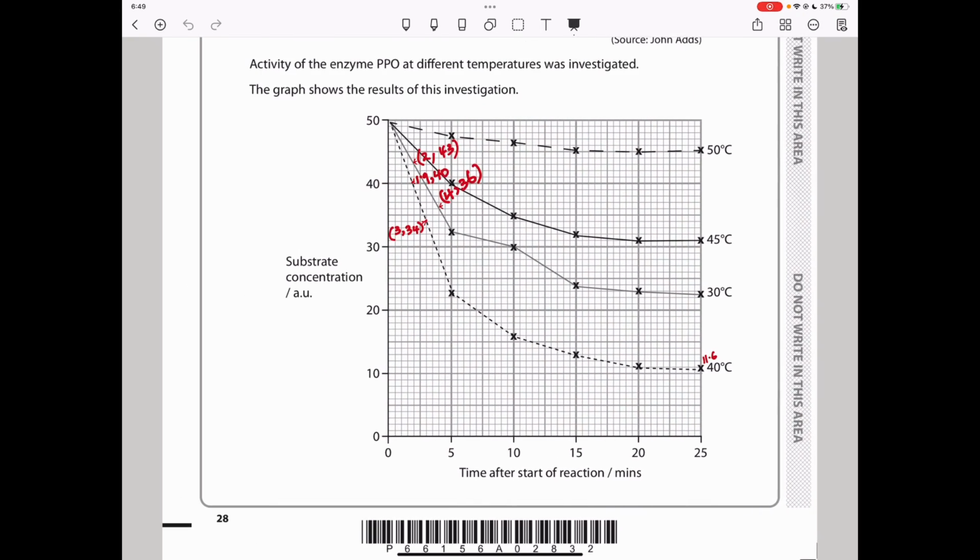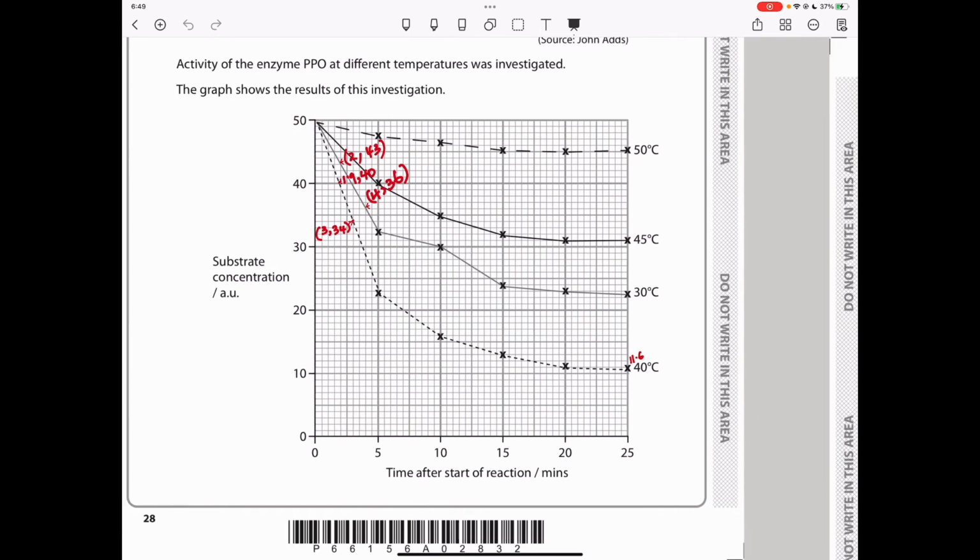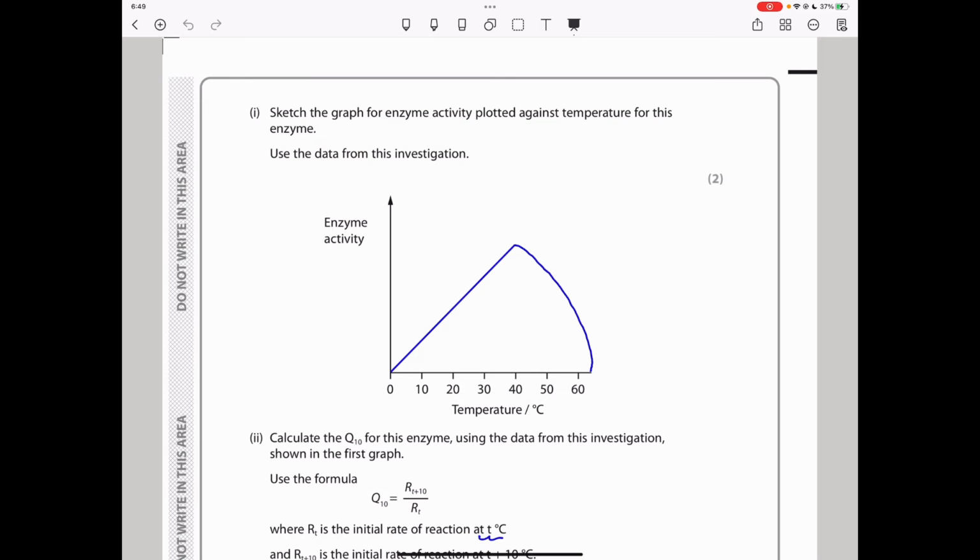And again, do ignore this part here. I'll come back to this. I'm going to use those in my calculations a little bit later. So the first part says, sketch the graph for enzyme activity plotted against temperature for this enzyme. They say use the data from the investigation.